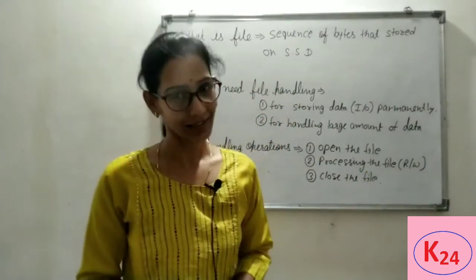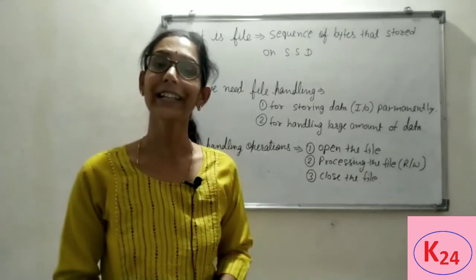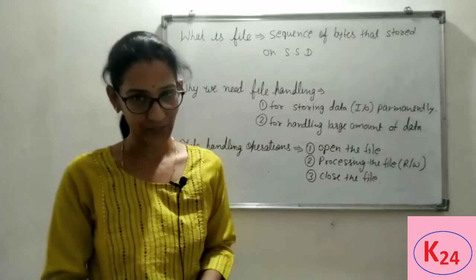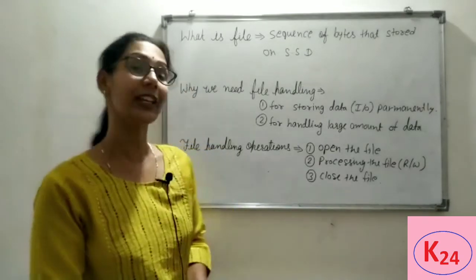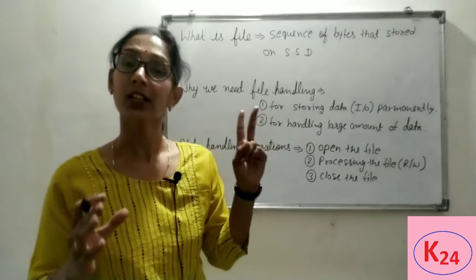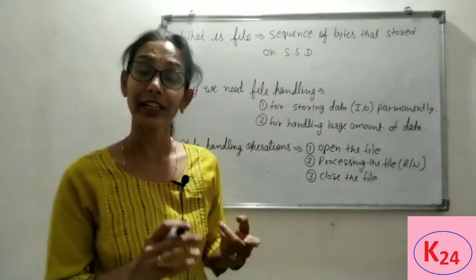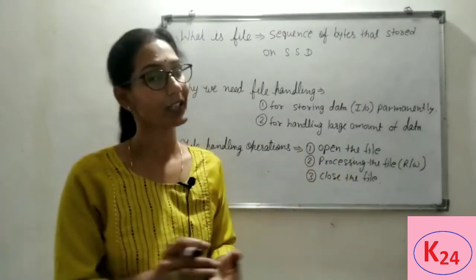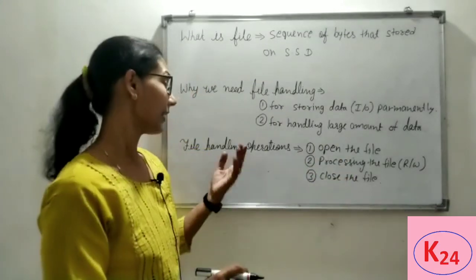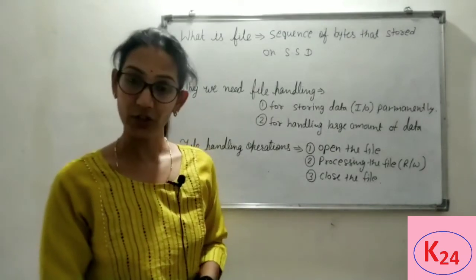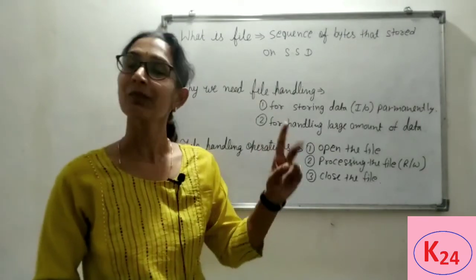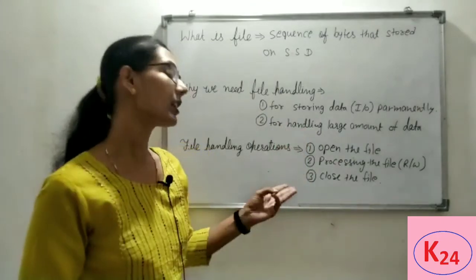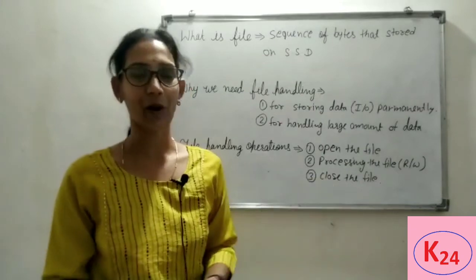Now we can summarize our lecture. What is file? File is a sequence of bytes that stores the data or occupies space on the secondary storage devices permanently. Then why we need file handling? There are mainly two reasons. First is for storing data permanently on storage devices. Then secondly, for storing large amount of data on the secondary storage devices. And the third one is what are the operations of file handling? So opening the file, then processing the file. Processing means reading, writing, appending, etc. And the third one is close the file. So this is all about file handling.